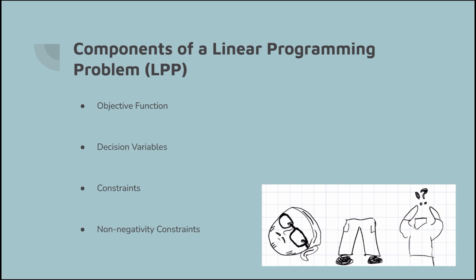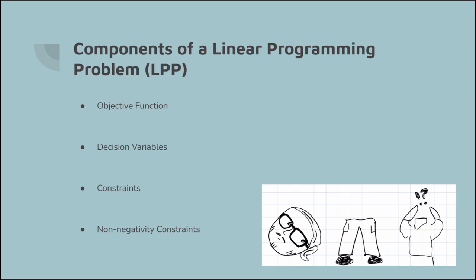The third is constraints. Constraints are the limitations or restrictions imposed on the decision variables. They're expressed as linear inequalities or equations. And finally, there are non-negative constraints. In most LP problems, variables can't take negative values. These constraints ensure that decision variables are non-negative. When these are all combined, they form a complete linear programming problem, aiming to optimize, whether that's maximizing or minimizing, the objective function within the constraints provided.